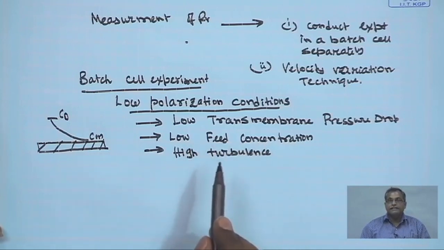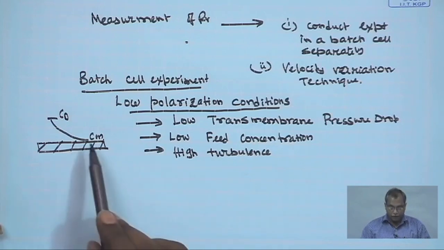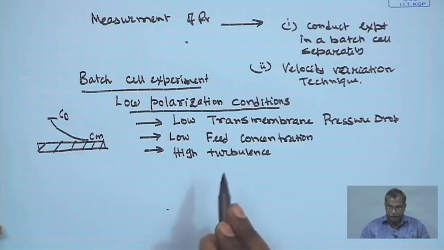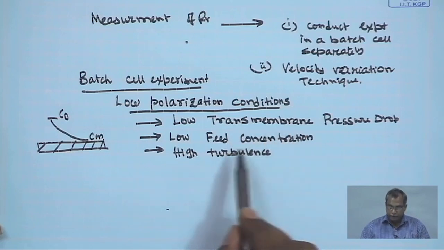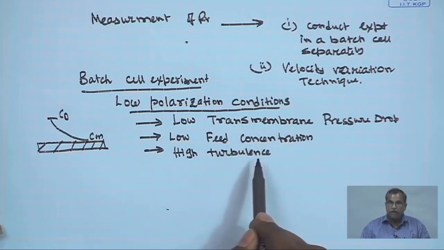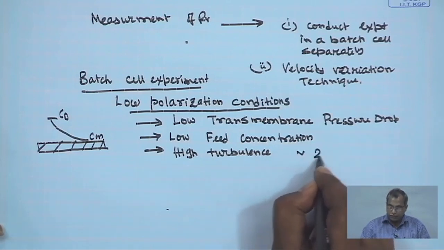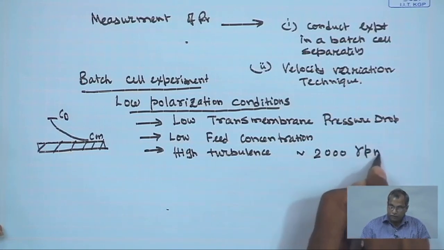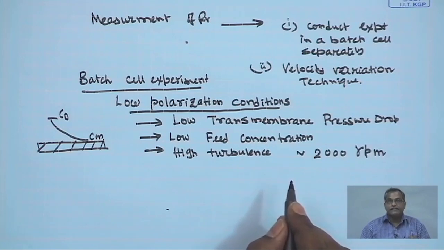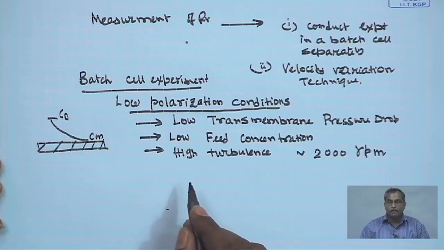Second is low feed concentration. If the feed concentration itself is less, a smaller amount of solutes will be deposited over the membrane surface, lowering the thickness of the mass transfer boundary layer. Similarly, under these conditions, if you work at low TMP and low feed concentration, and now have high stirring or high turbulence, typically a stirring speed of around 2000 rpm in a small laboratory batch cell experiment, then the formation of the mass transfer boundary layer can be nullified.